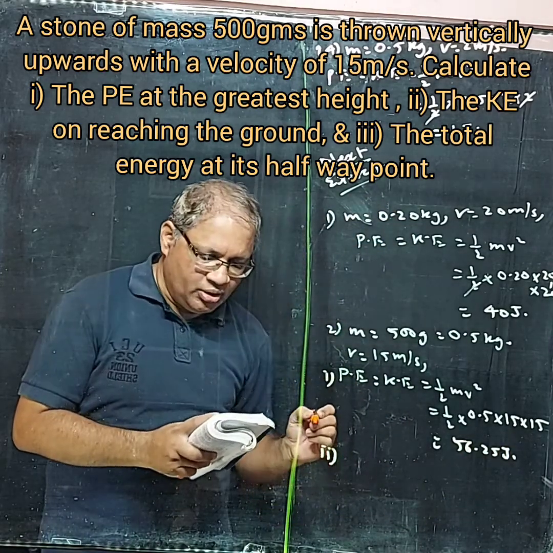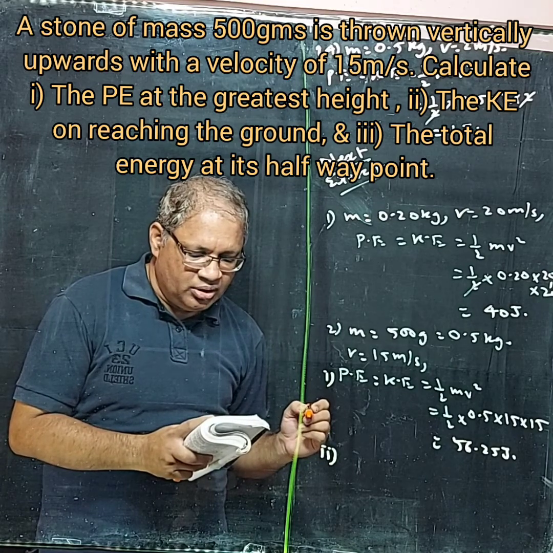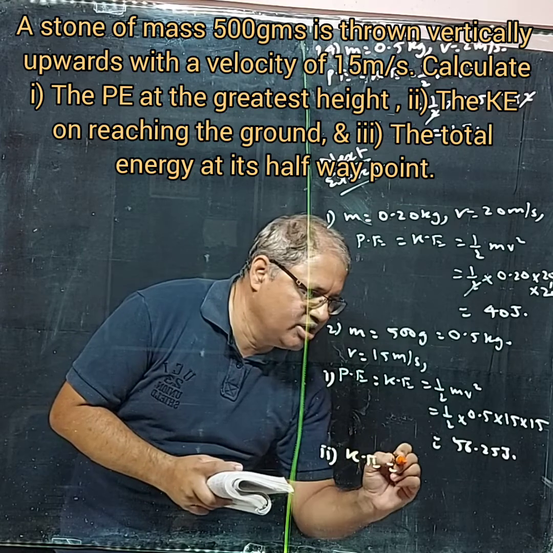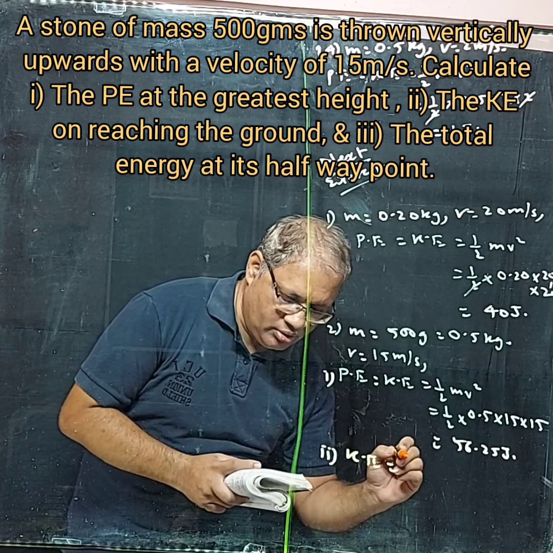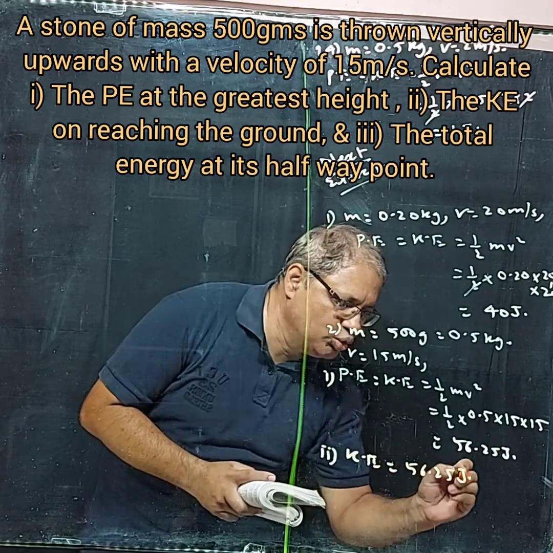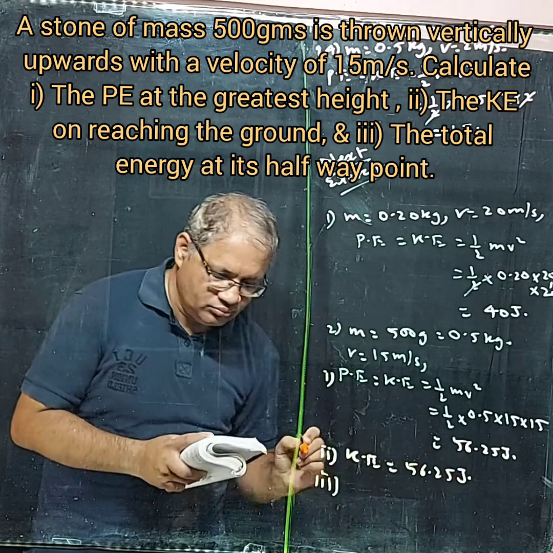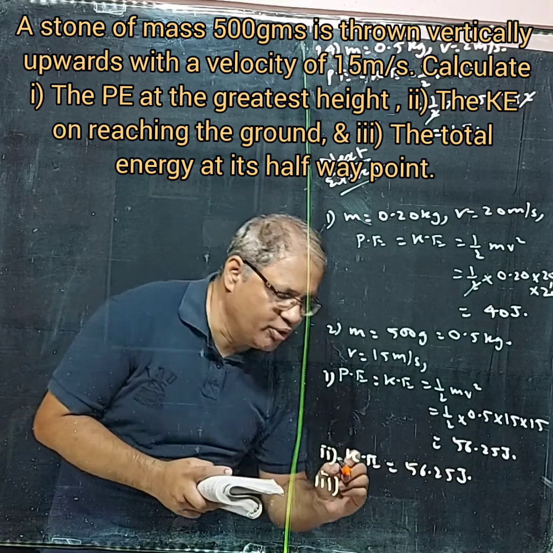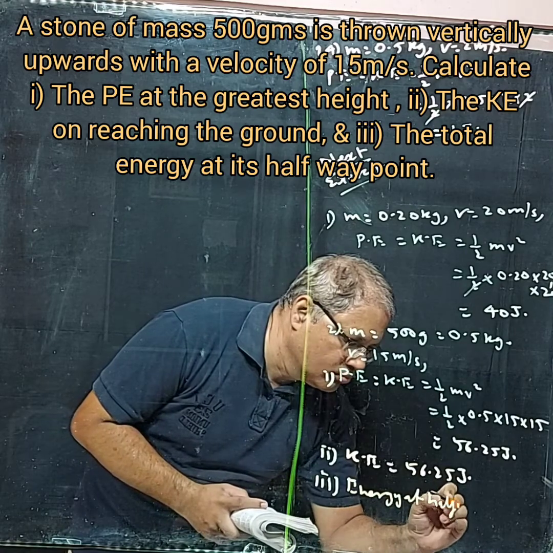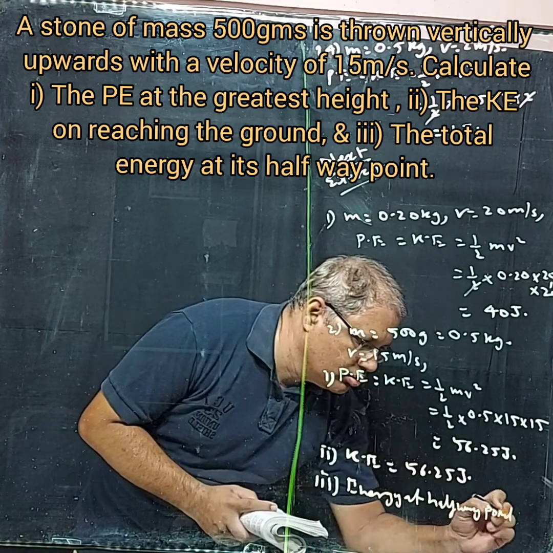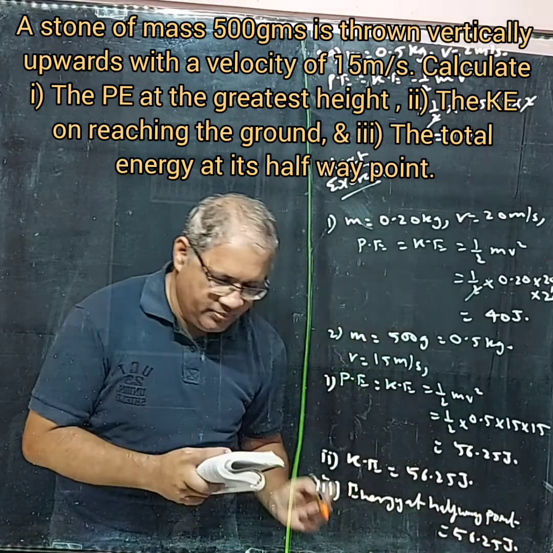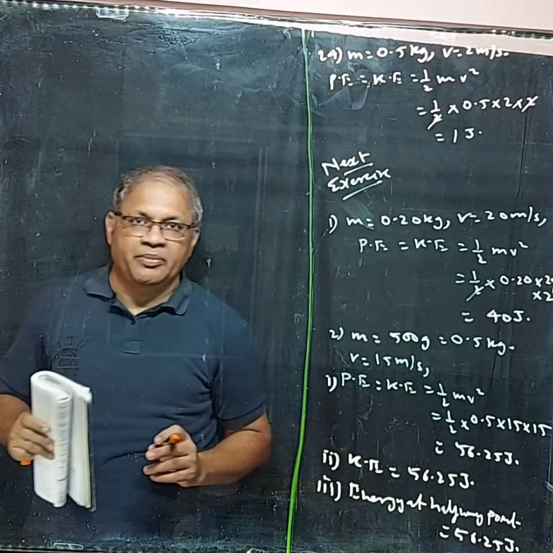Second part, they are asking, first part is potential energy, second part the kinetic energy on reaching the ground. So kinetic energy is 56.25 joules. Third, the total energy at halfway point. So energy at halfway point is equal to same thing, 56.25 joules. Alright, keep that in mind.